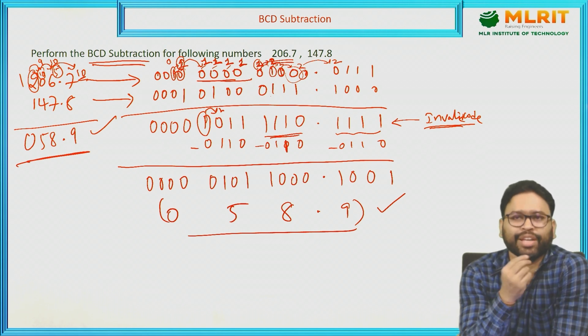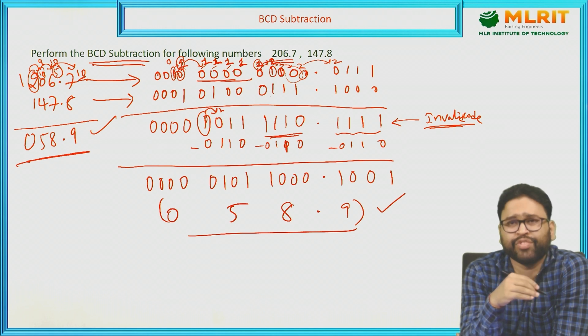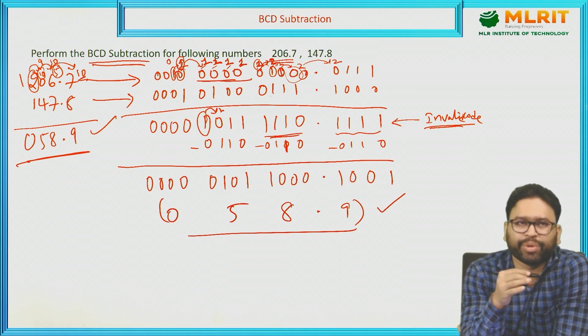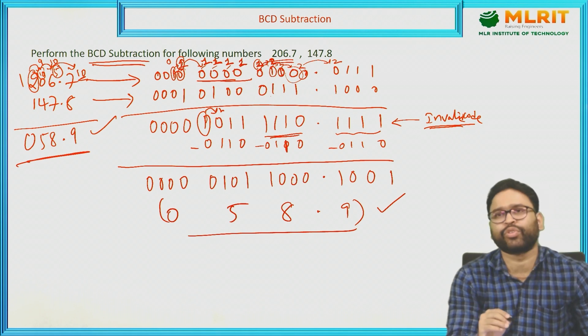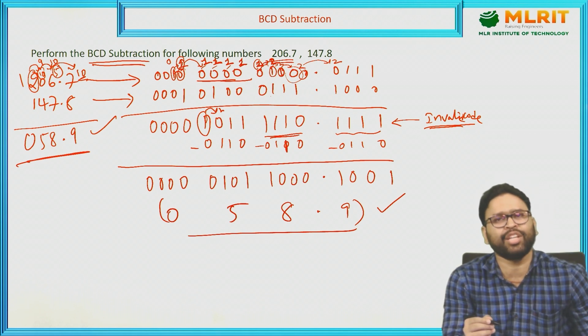And this way we are supposed to perform the BCD subtraction. Okay. In our next session, we're going to learn how to perform BCD subtraction with respect to the R's complement as well as R minus 1's complement. As well as we're going to discuss excess 3 code and its excess 3 addition as well as excess 3 subtraction.